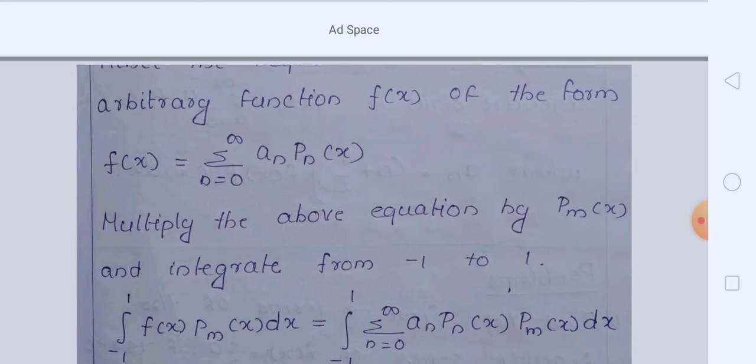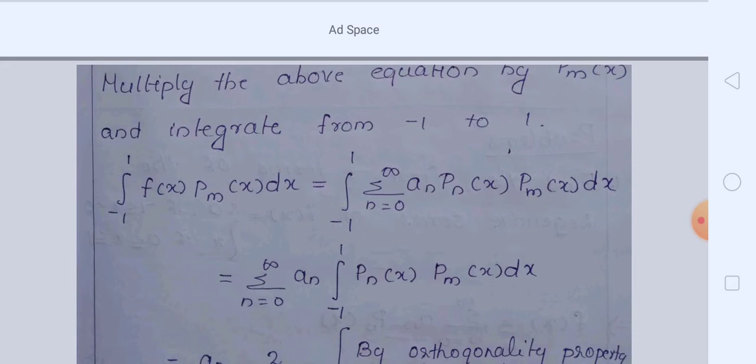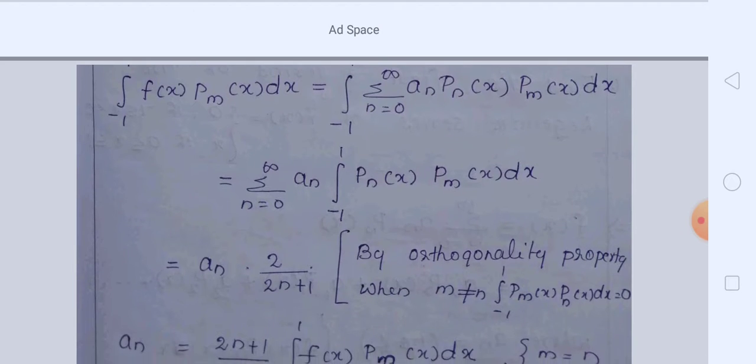Then multiply the above equation by Pm(x) and integrate from minus 1 to 1. We can write it as the integral from minus 1 to 1 of f(x) Pm(x) dx equal to, on the right side, the integral from minus 1 to 1 of the sum over n from 0 to infinity of an Pn(x) Pm(x) dx. We can write the sigma outside. By the orthogonality property, if m is not equal to n, then the integral from minus 1 to 1 of Pn(x) Pm(x) is equal to 0.